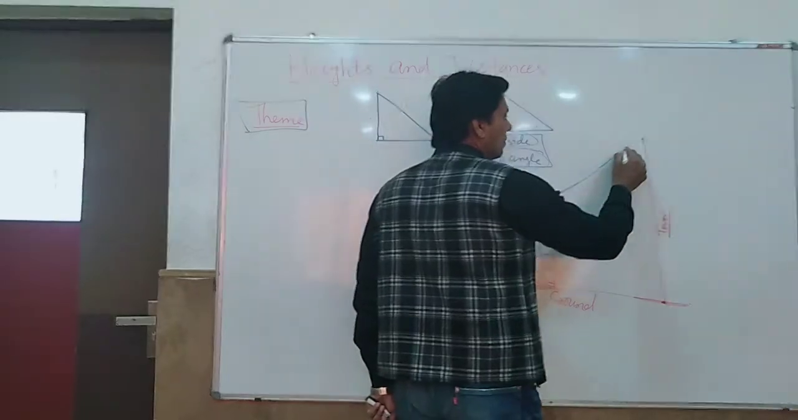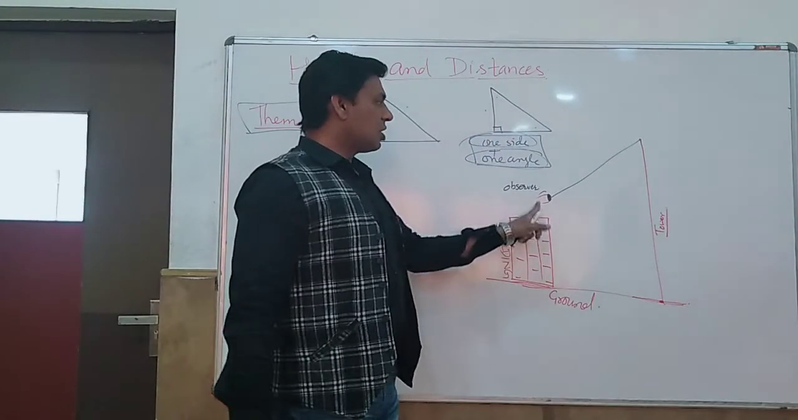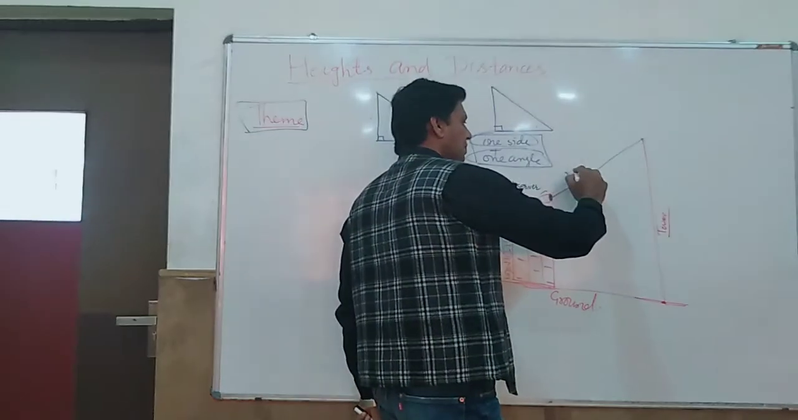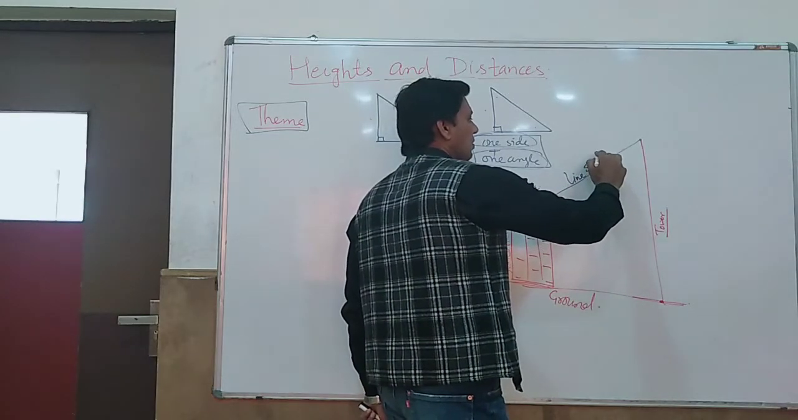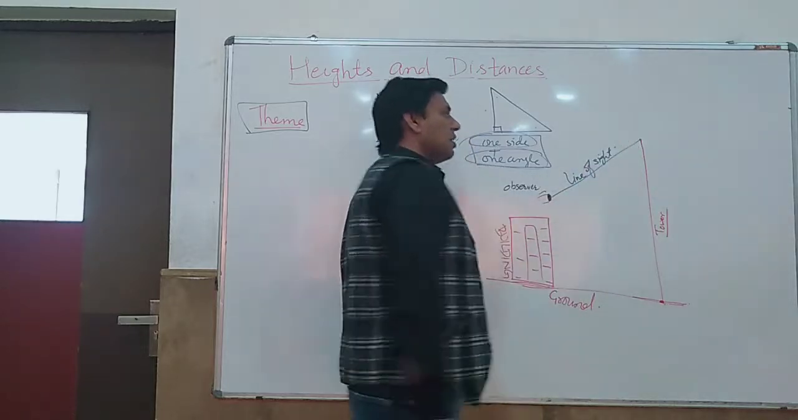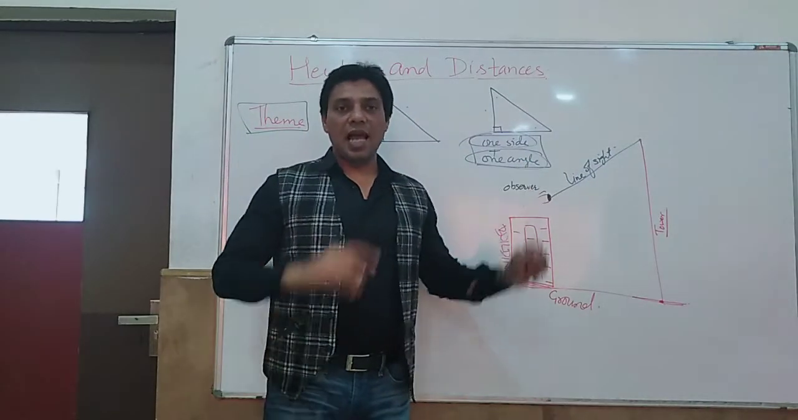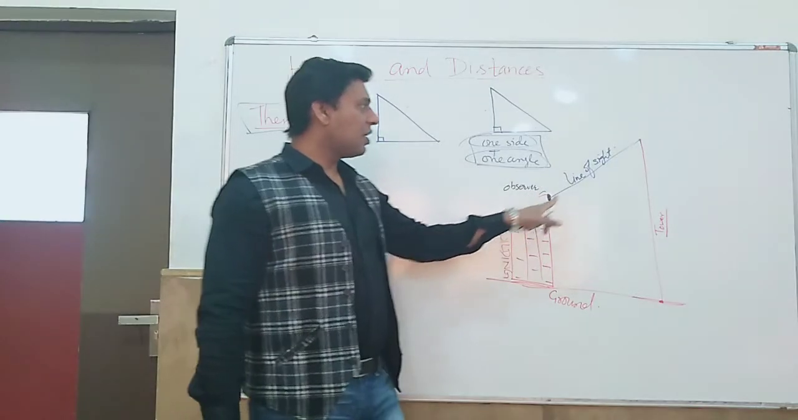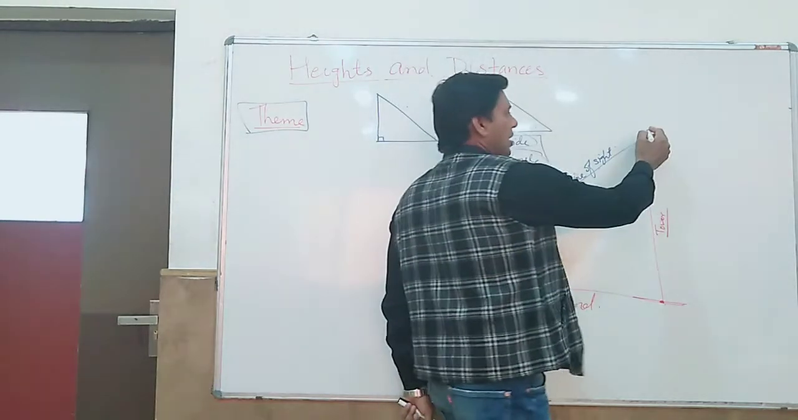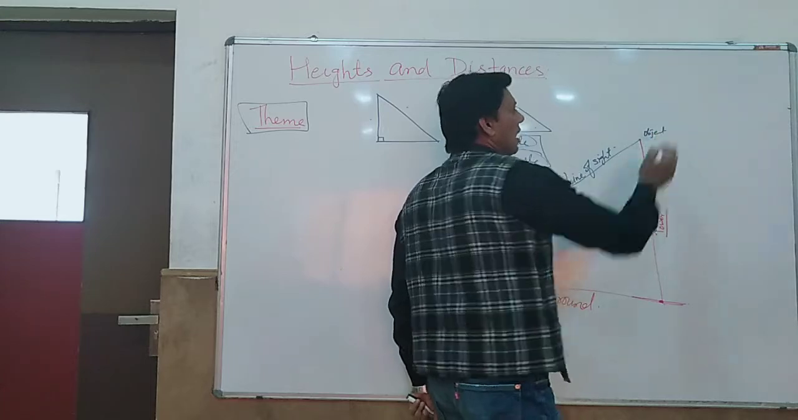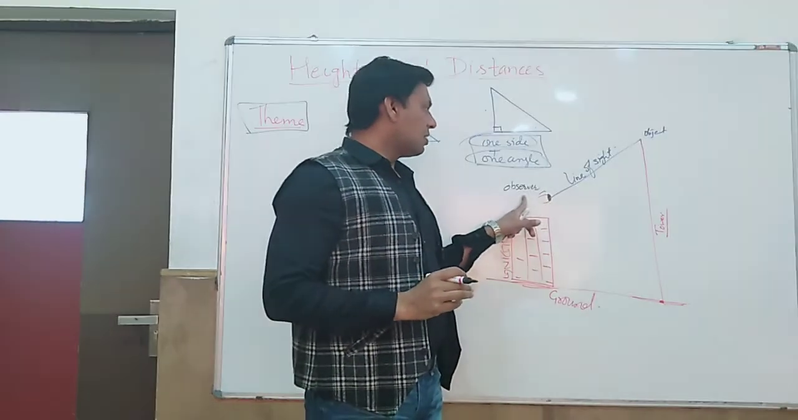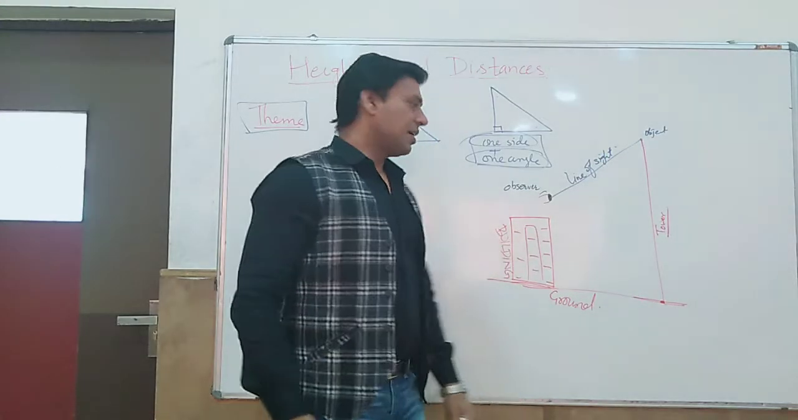This line is called line of sight, which is connecting the observer with the object. It means the object is the topmost part of the tower. So this line is called line of sight.